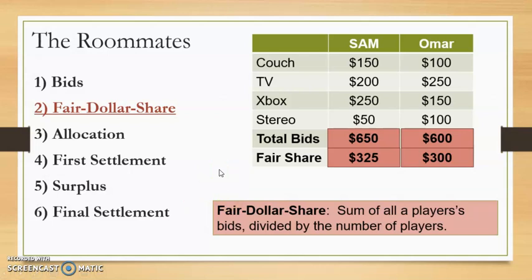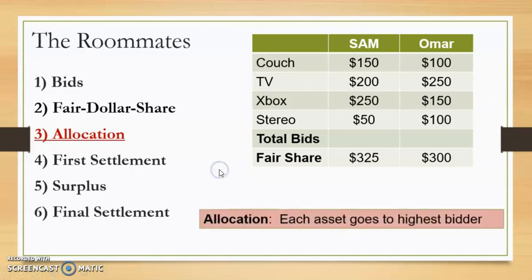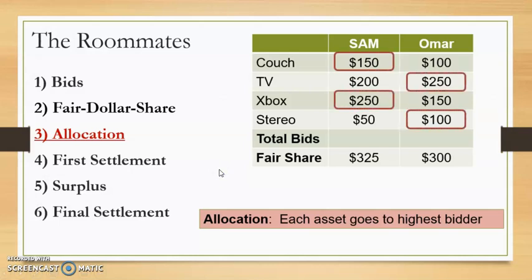So now that we know each player's bid and their fair share, we're ready to find our allocation. And remember that the assets go to the player with the highest bid. So in this case, Sam gets the couch and the Xbox, Omar gets the TV and the stereo. So now that we have found our allocation, we're ready to find our first settlement.